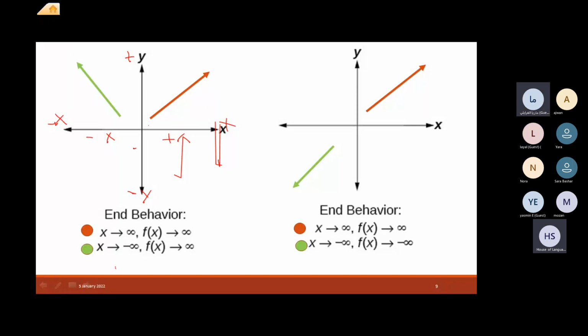Yes, Maria, what's your question? Teacher, if you gave us x approaches positive infinity, how should we know if the y can be negative or positive? According to the location of the arrow, if the arrow is in this quadrant or this quadrant, you are on the positive y. But if they are down, they are on the negative y. So teacher, you must put an arrow, because if you don't, how can we find what f of x is? Okay, teacher, thank you.